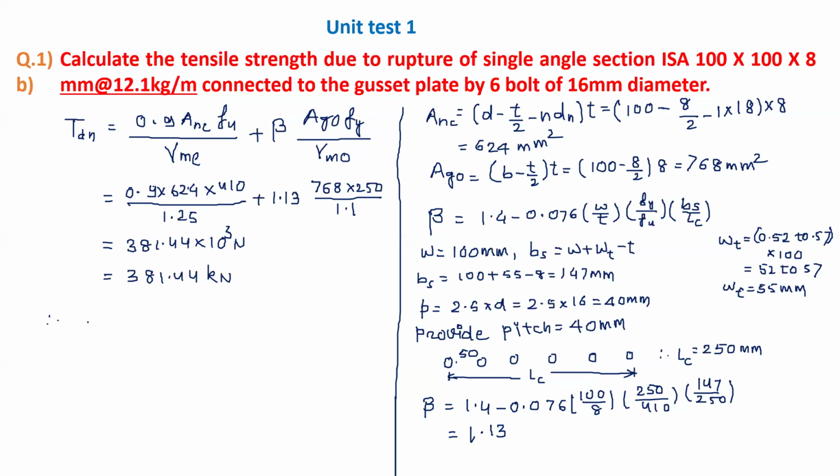So it is a single angle. Therefore, it is expected to write that the tensile strength of angle 100 by 8 is 381.44 kilonewtons.